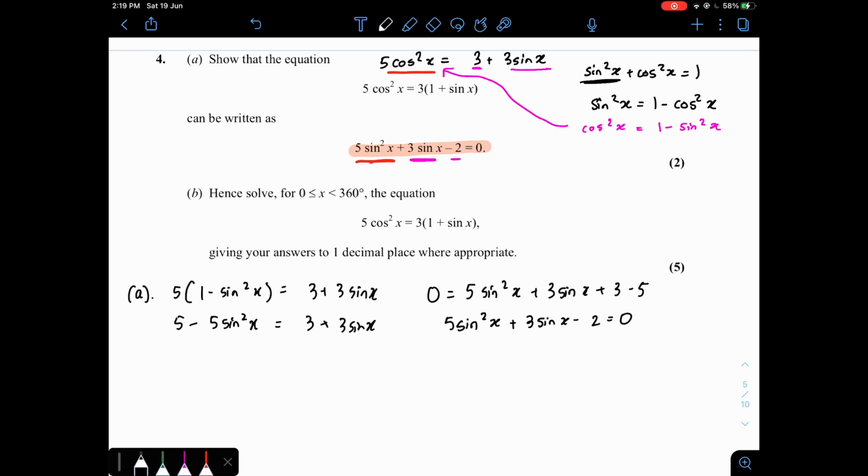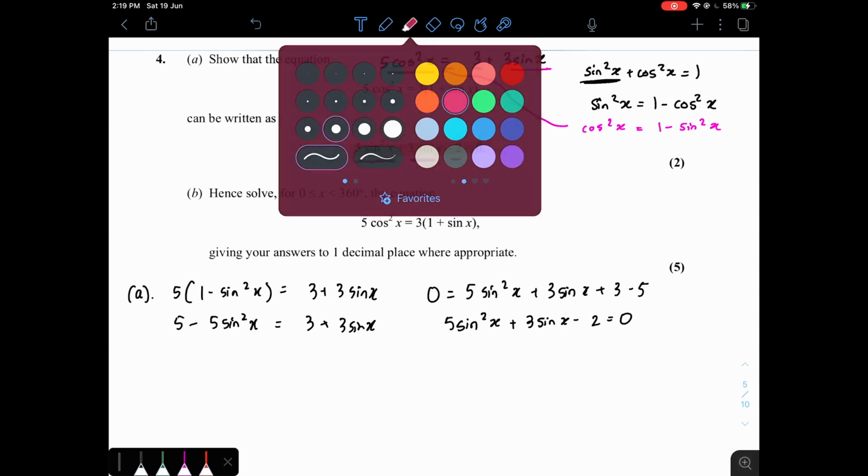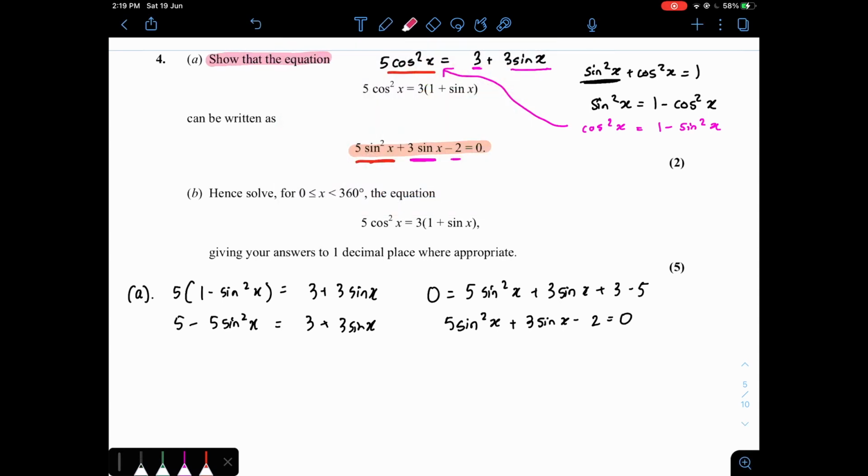So in a show that question, the answer is the steps. So the steps are the answers to the question. There is no set answer to the question, but the proof itself is the answer. So I can't highlight what the answer is, it's the proof. All of these working out are part of the answer.